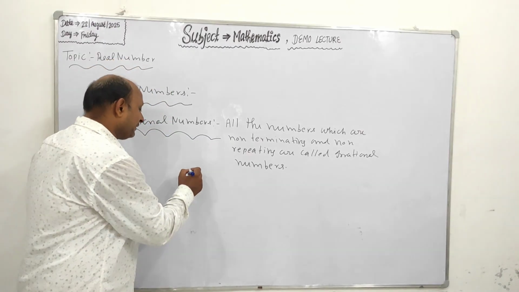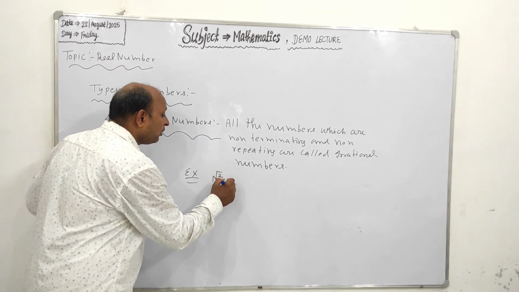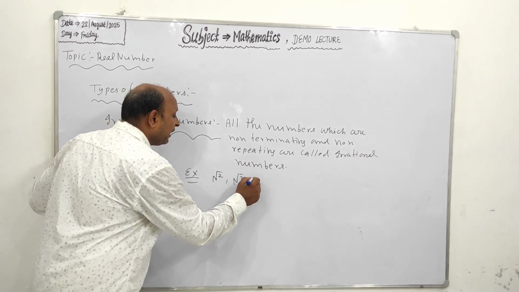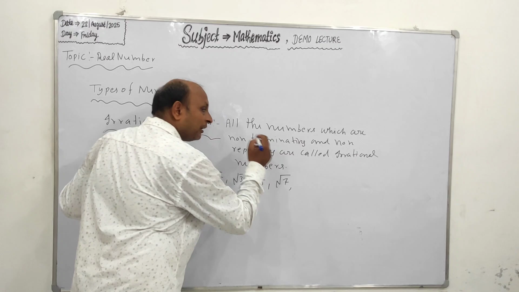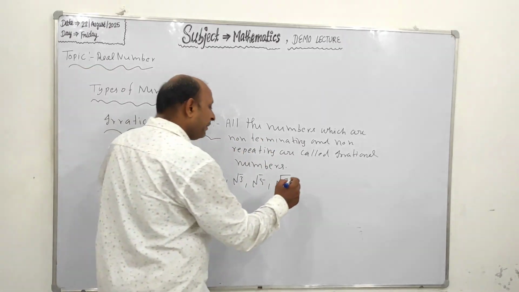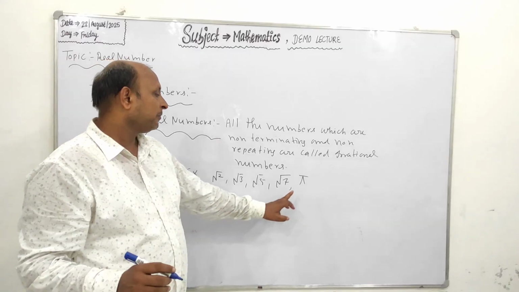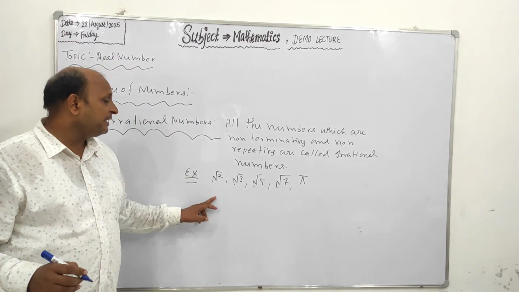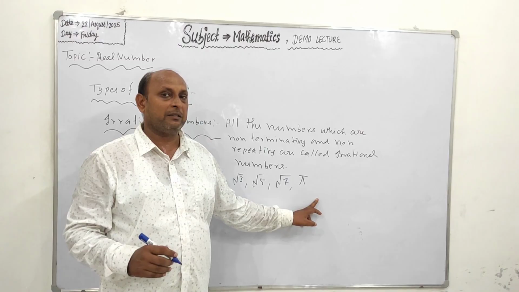Now see some examples: √2, √3, √5, √7 and pi. These are called irrational numbers.